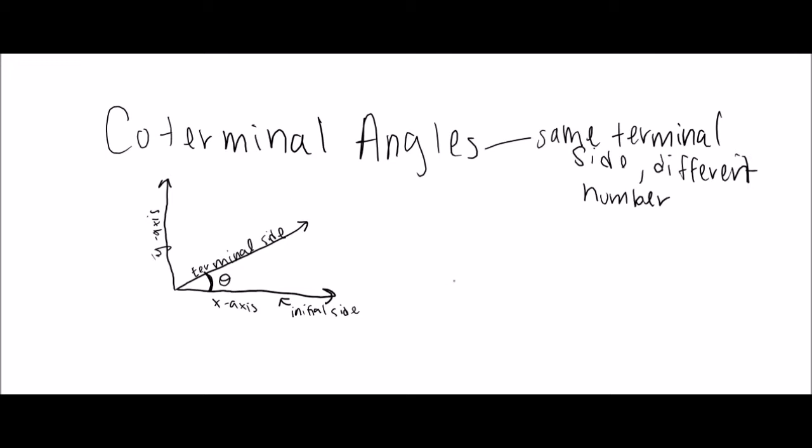So just real quick, to find a coterminal angle, you're going to need to add or subtract 360 degrees or 2 pi radians. And the reason for this is because this is one full circle. In one circle there is 360 degrees and there is 2 pi radians. So when you are finding coterminal angles, you're going to have to move in a whole circle, otherwise it won't be coterminal, it will just be a different angle.